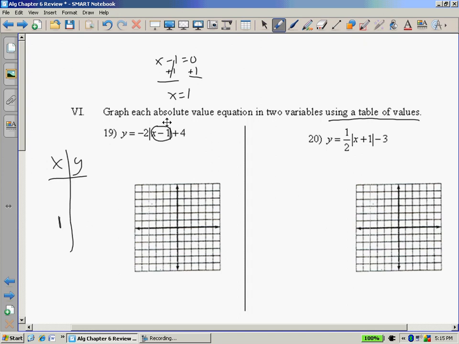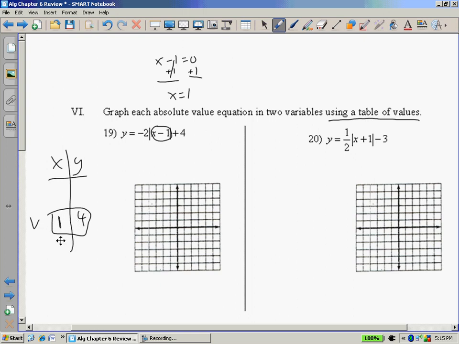Now plug that back in. 1 minus 1 is 0. Absolute value of 0 is 0. -2 times 0 is still 0. Plus 4 is 4. So we just plug it back in. And that gives me the y-coordinate of the vertex. The vertex is 1, 4.